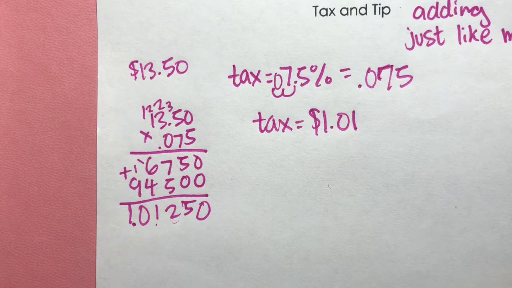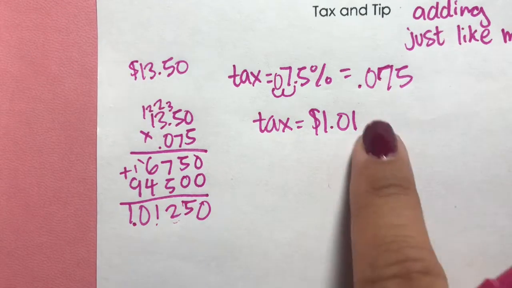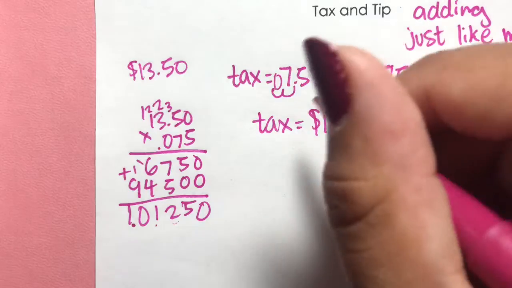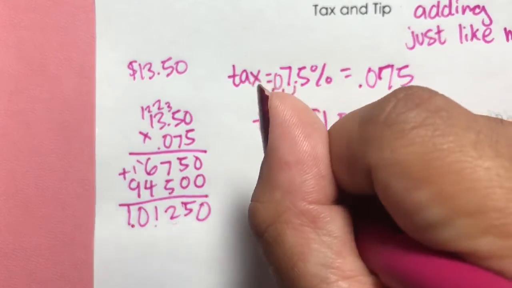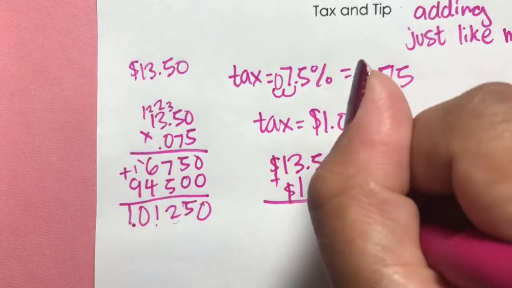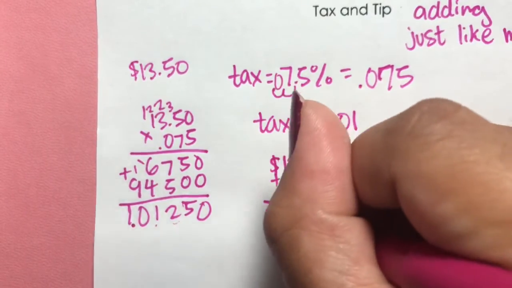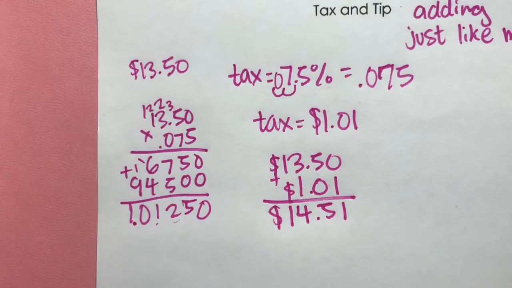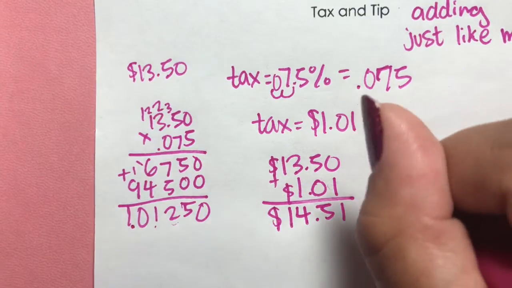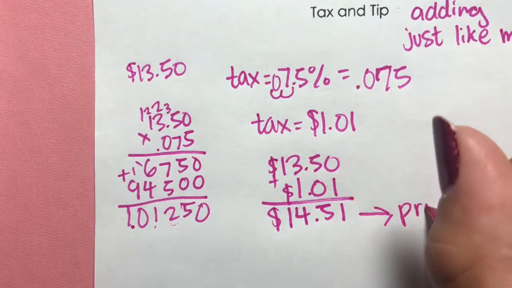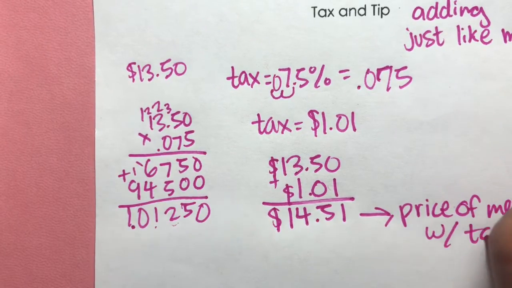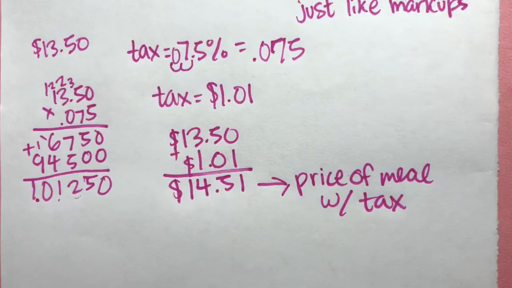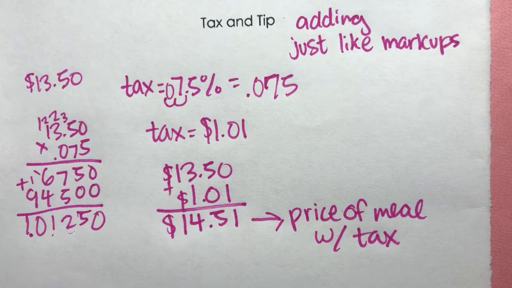Okay, because in order to figure out how much I'm going to be paying for my All-American Grand Slam, I need to add the tax to the price. So $13.50 plus $1.01 is going to be $14.51. So this is the price of the meal with tax, okay? But this is also not how much I'm going to be paying.